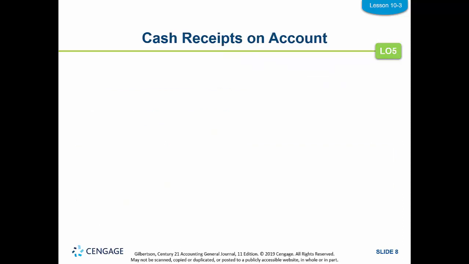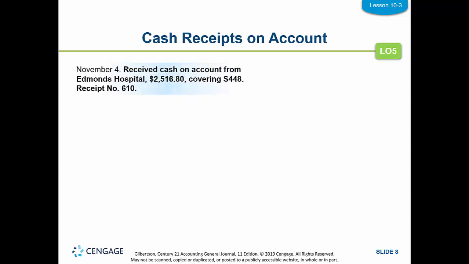So we also have customers that are going to pay on the account. So previously a customer came in and charged and we recorded it on our sales journal. Now they went ahead and paid. So we're going to receive cash on account from Edmond Hospital for $2,516.80, covering S448, receipt number 610. This is where it gets confusing because it's giving us 2 source documents. They're telling us that we're paying on this original sales invoice.